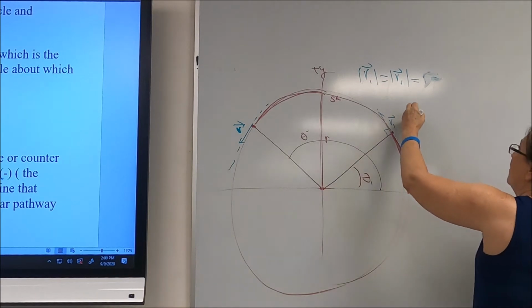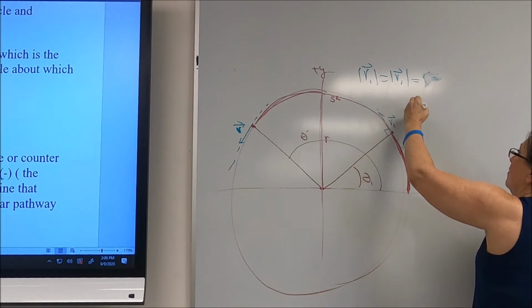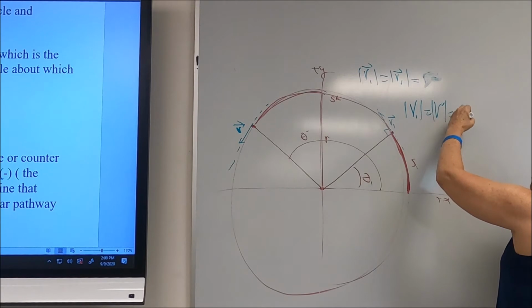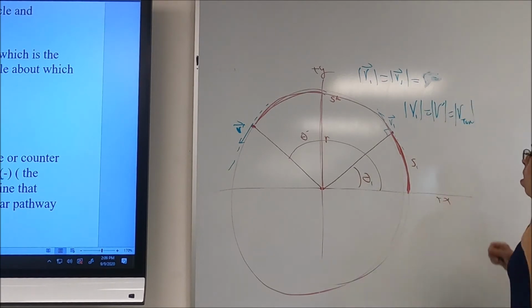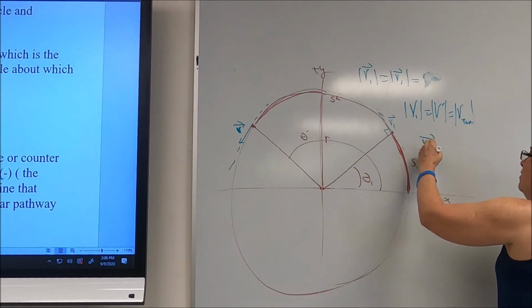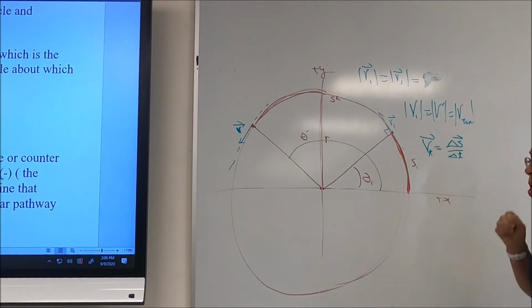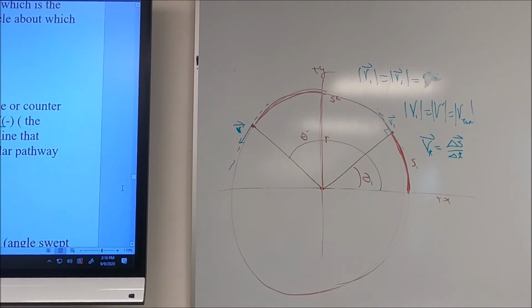Now, we could think of the velocity here, V1, which equals V prime, which equals the tangential velocity. V sub t is just equal to delta S over delta T, okay? If we're traveling in the counterclockwise direction, then delta S is going to be positive. V sub T, the tangential velocity, is going to be positive. Okay?